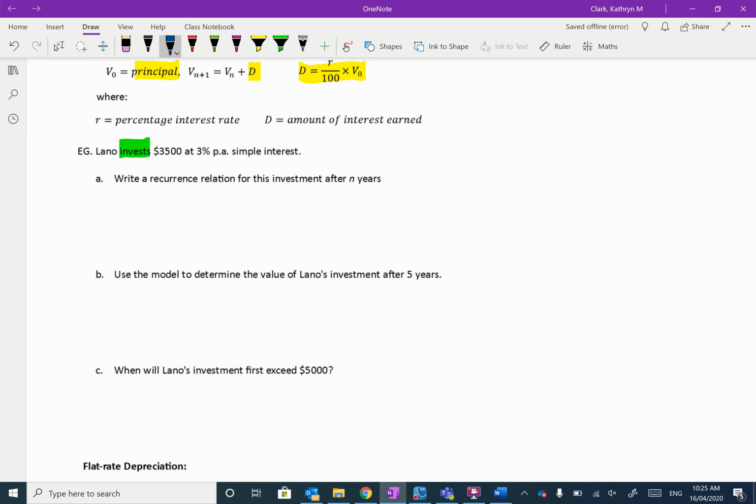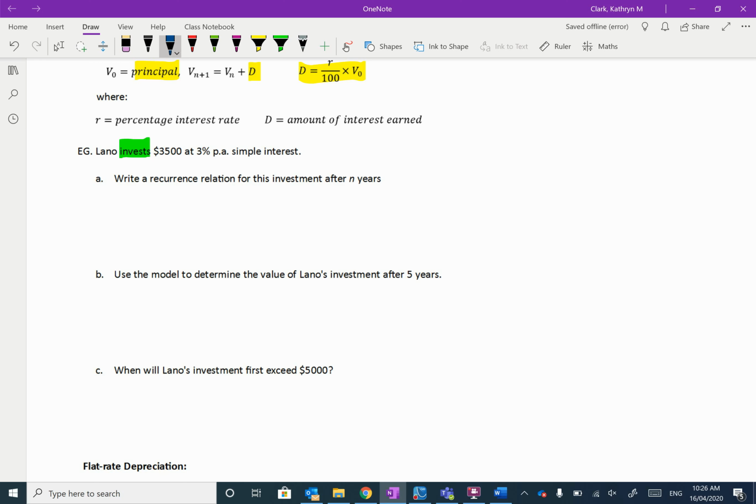Words like invests, withdraws, deposits are important to look at because they tell you the direction of the money. So if Lano is investing the money, that means that he is putting it into the bank, so money is leaving him. When you receive money, that makes you happy, so it's going to be a positive value. When money leaves you, that makes you sad, and that's going to be a negative value. That's going to be a bit more important later, but that is a key word that we need to look at here.